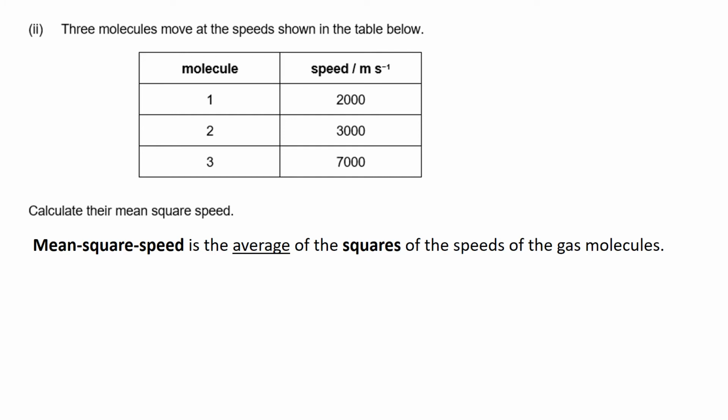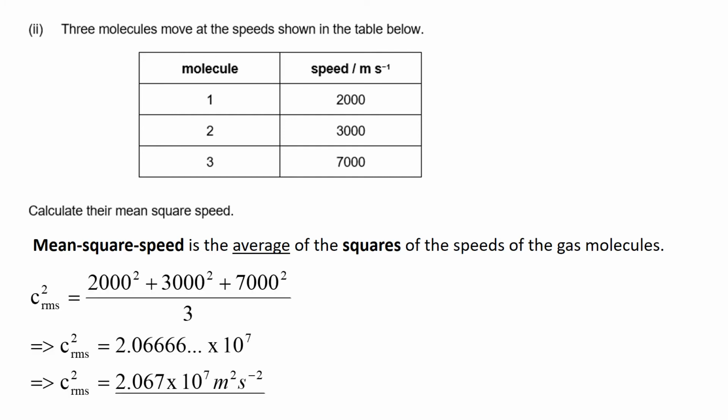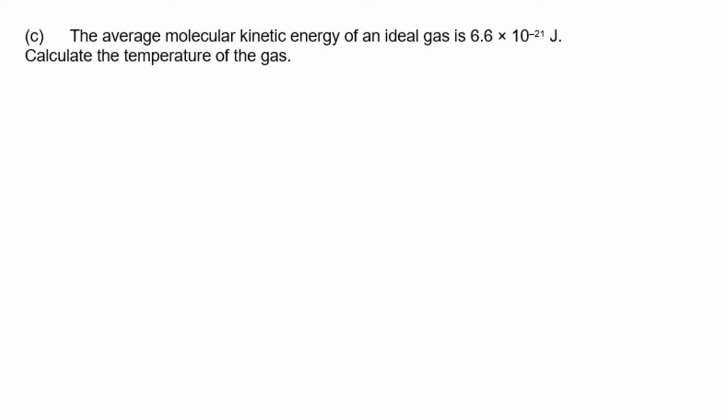So what we're going to do is calculate the average of the squares of the speed. So we square each of the speeds, add them together, divide by the number, which is 3, and that gives us a mean square speed, which would have the units of meter squared s to the minus 2, because it's speed squared. Easy.